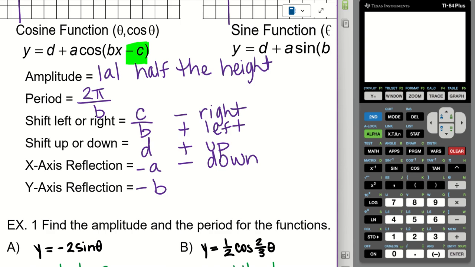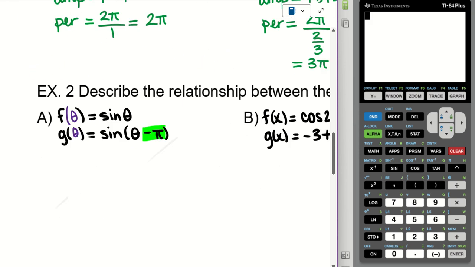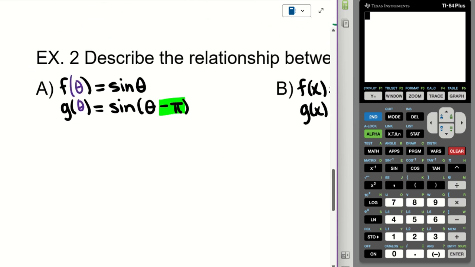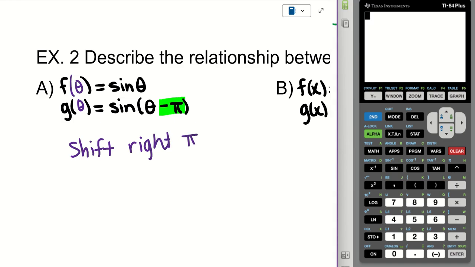And notice I didn't have another number in place of b. There was just theta minus pi. So that tells me that this is a shift to the right pi spaces. The reason I know it's to the right is because it's a minus pi. So we're going to write that this is a shift right pi spaces. So if I was to graph these two functions, they would look like the same graph. It's just one of them is shifted over pi spaces on the graph to the right.